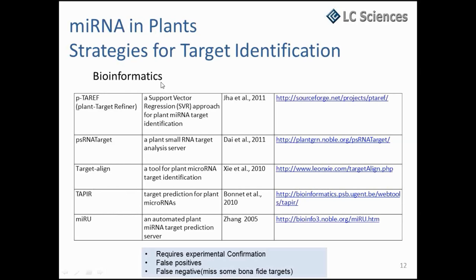For bioinformatics methods, we have a few tools to do so, but they all have similar drawbacks: they still require experimental confirmation, and normally they have a lot of false positives and false negatives. Even if you use different tools, you may get quite different results for one prediction, one sample.